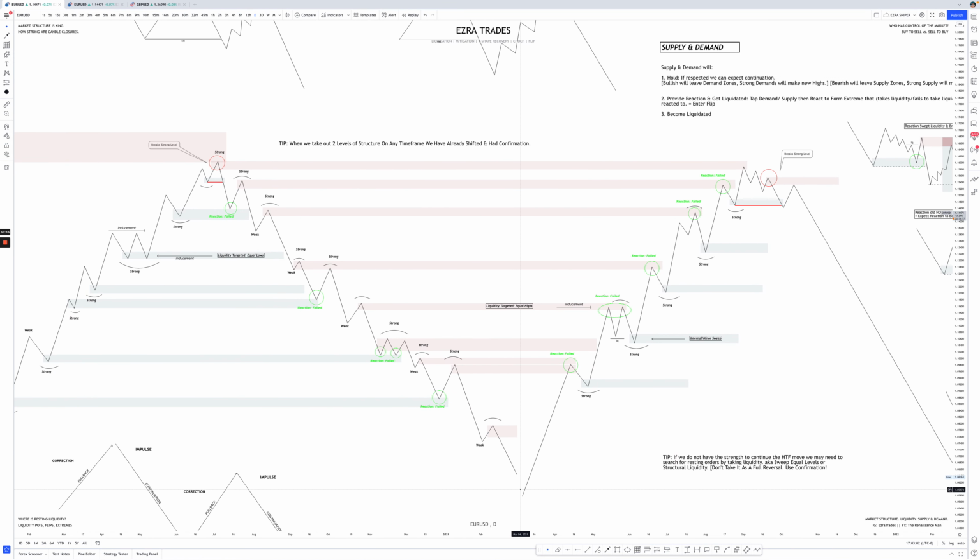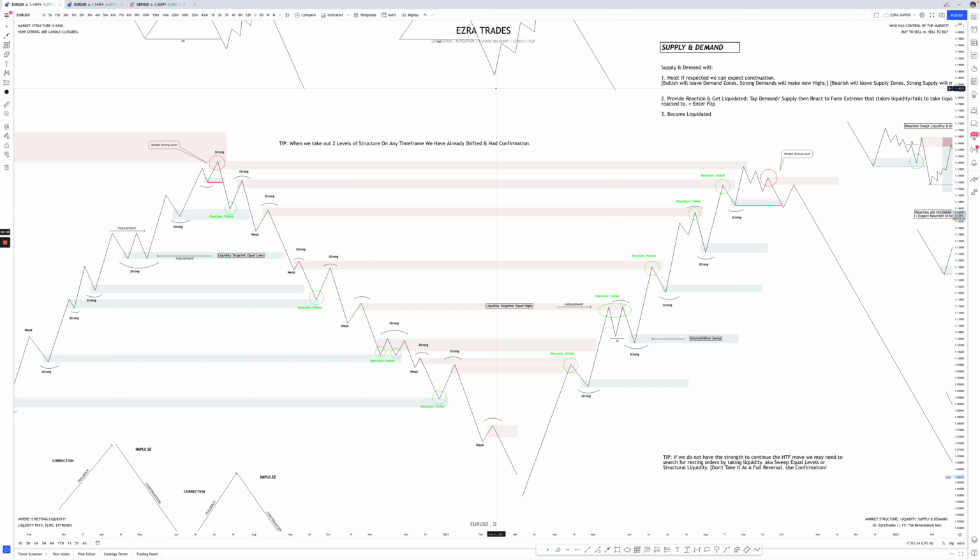So now what do we get? We're getting that shift. We break two points of structure once we break this level, right? Or maybe somewhere in between, on the lower time frame. What do we have? Price comes back to the supply. You don't want to take shorts now because we've just recently broken structure to the downside, right? We've done so with a lot of momentum.